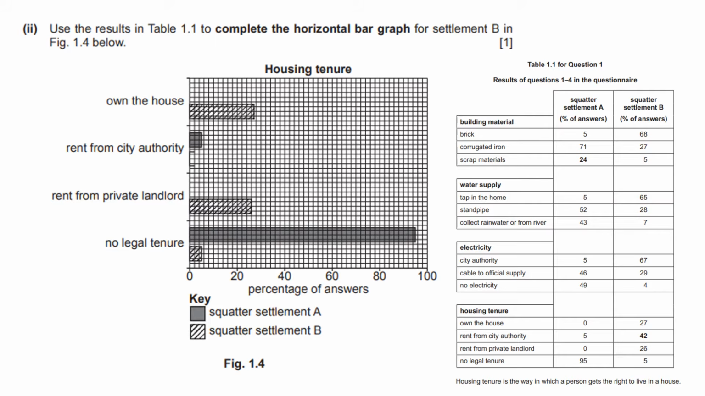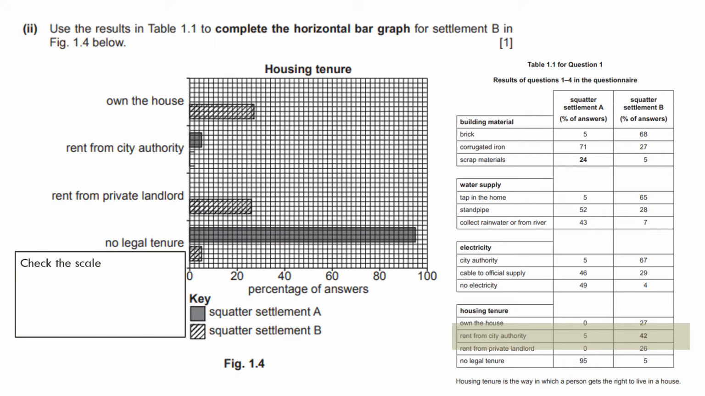Okay, so we need to find the data for rent from city authority. So I need to scroll down to the bottom of that table, and you can see here I need to plot on settlement B, which is 42. Once I've found that, and it's helpful that it's in bold, I need to check the scale. So 1 small box equals 2 percentage points.